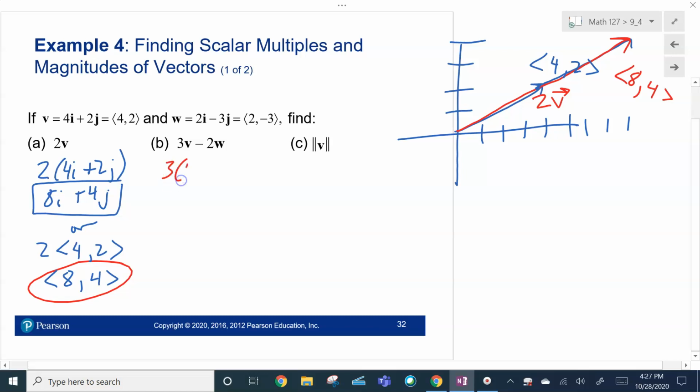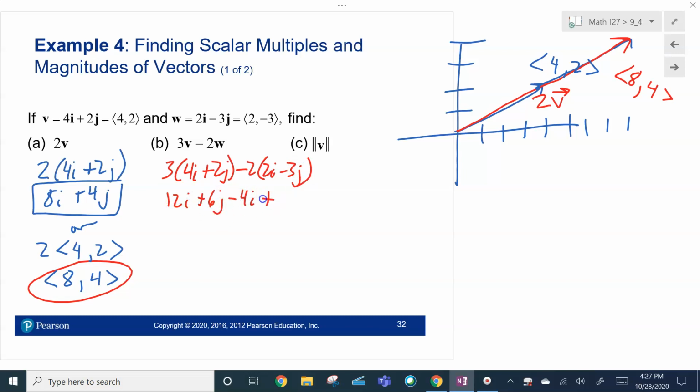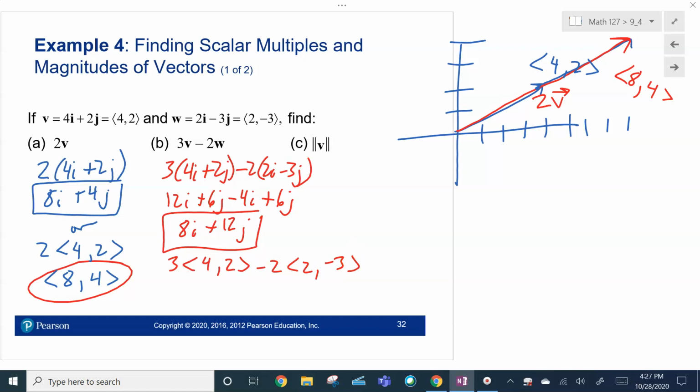So 3v, 4i plus 2j, minus 2w, 2i minus 3j. So we got 12i plus 6j minus 4i plus 6j. 12i minus 4i, we got 8i. 6j plus 6j, we got 12j. So 8i plus 12j. Or again, you can go component route. So you've got 12, 6, and then 12 plus that negative 4, comma, 6 plus the 6. So we've got 8, comma, 12. Right, again, notice 8, positive 12 on those components.